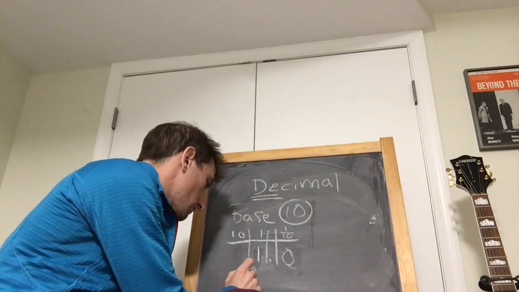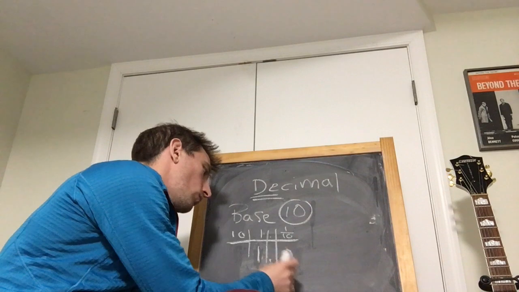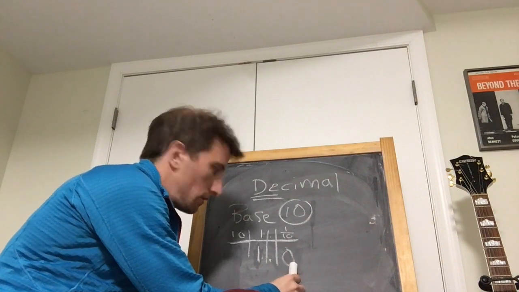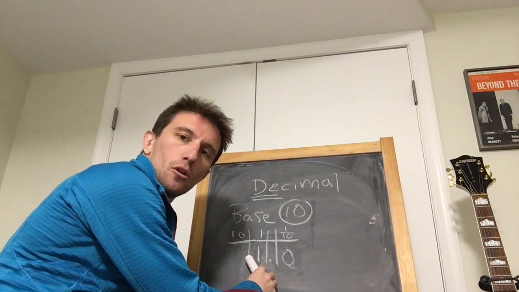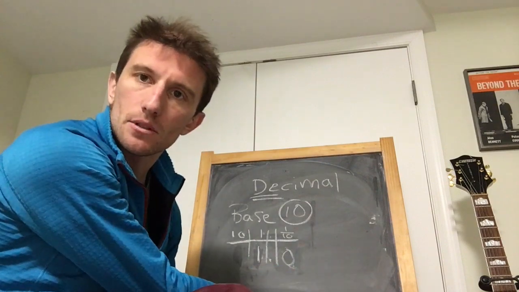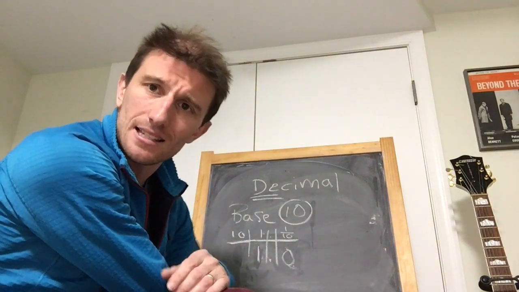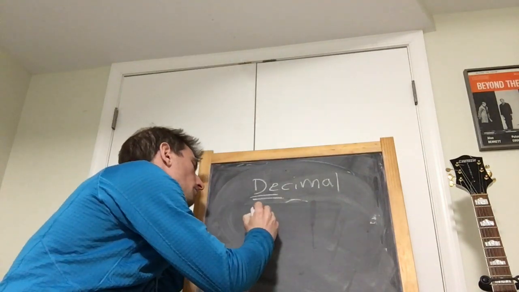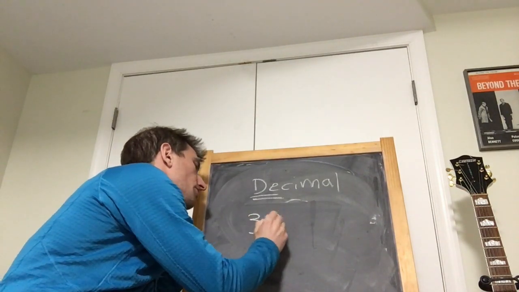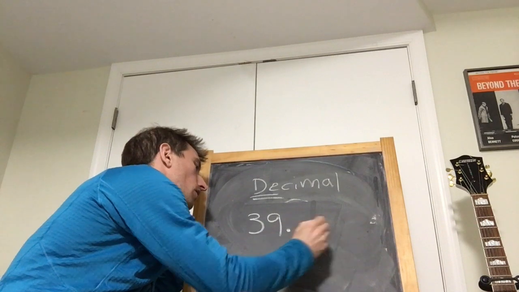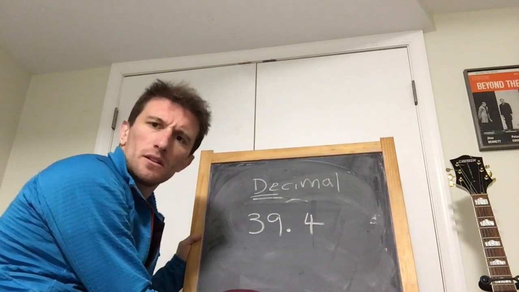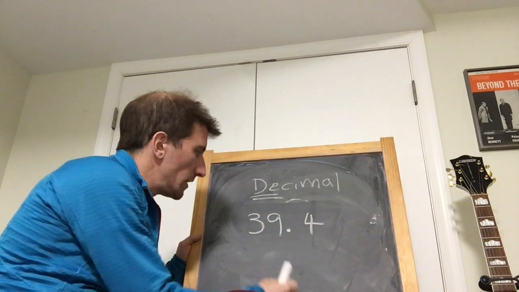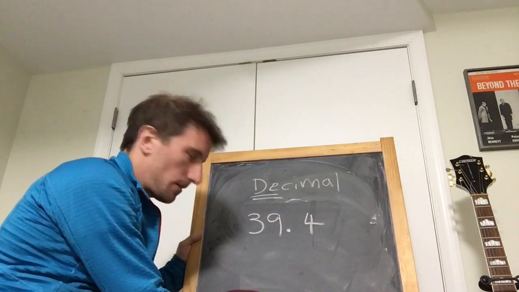So when we move any number up a place value, we're effectively making it 10 times greater because of this decimal system. So I've got the number 39.4. Really, I should say 39 and 4 tenths.